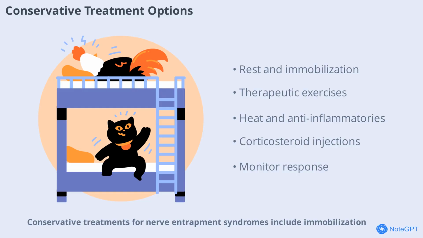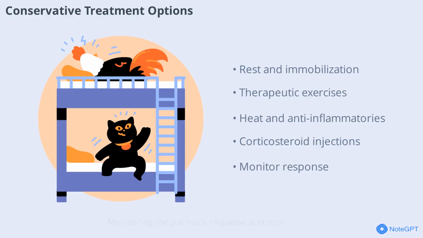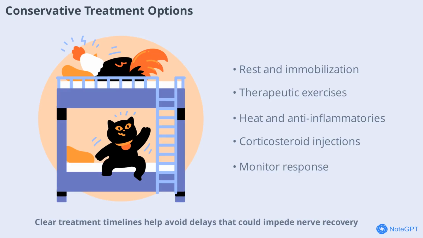Conservative treatments for nerve entrapment syndromes include immobilization, rest, therapeutic exercises, heat application, and anti-inflammatory medications. Monitoring the patient's response is crucial, as persistent or worsening symptoms may require escalation of care. Corticosteroid injections can provide rapid relief in some cases, but repeated use should be approached with caution due to potential side effects. Clear treatment timelines help avoid delays that could impede nerve recovery. Let's look at when surgery becomes necessary.